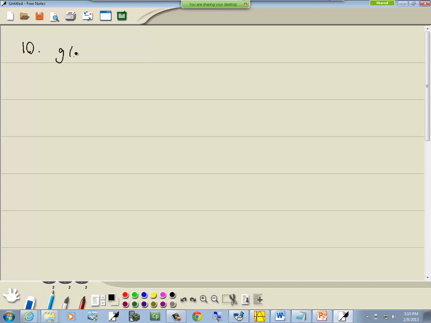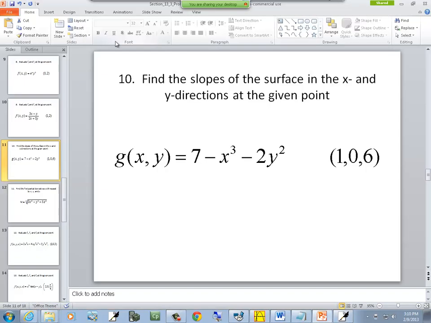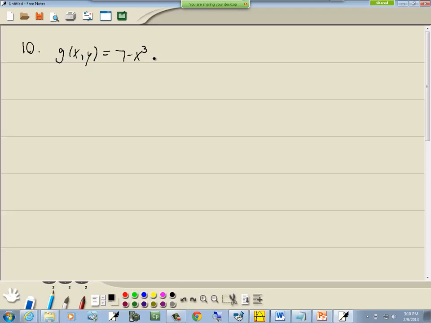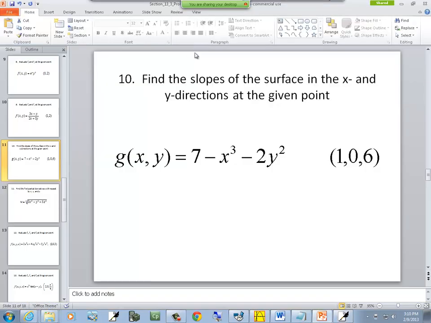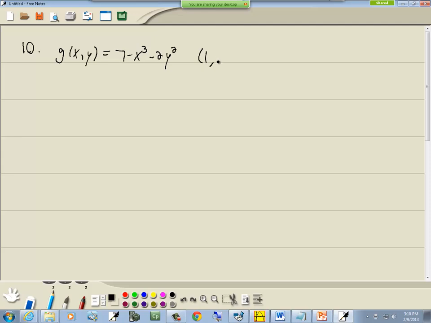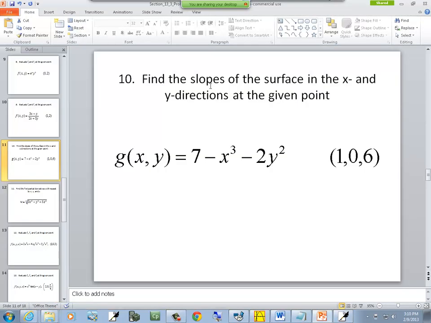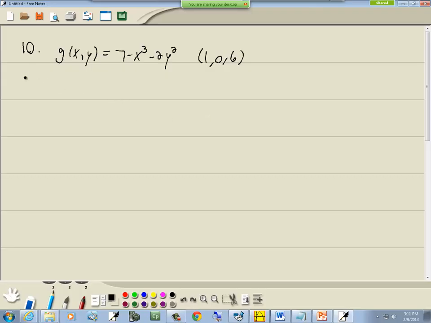So we got g of xy is equal to 7 minus x to the third minus 2y squared at the point 1, 0. Remember, this is 3 dimensions. The g of xy is like z. And it says find the slopes of the surface in the x and y directions at the given point. So let's first find the partial with respect to x. 7 drops away. The derivative of negative x to the third is negative 3x squared. And we treat negative 2y squared like a constant, so it drops away.